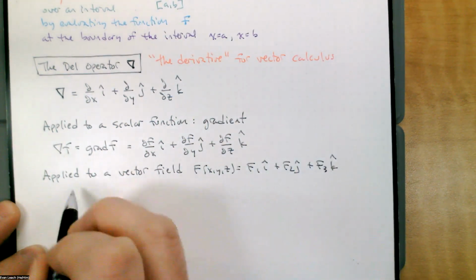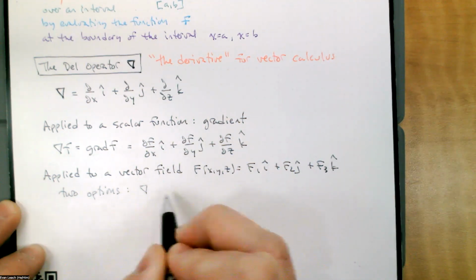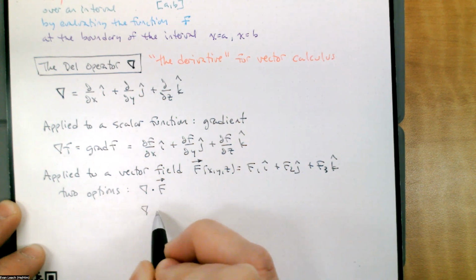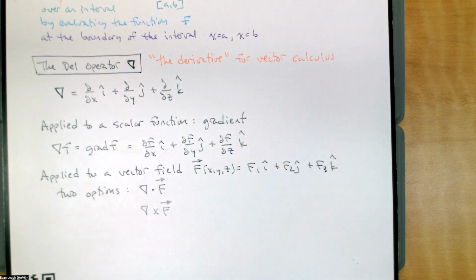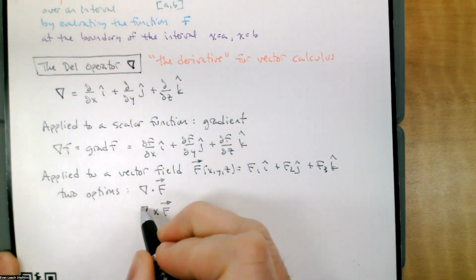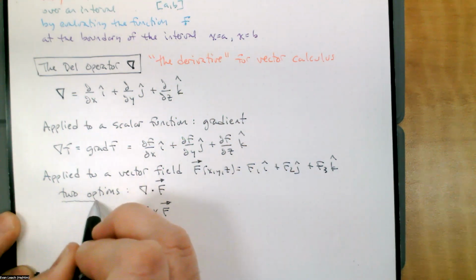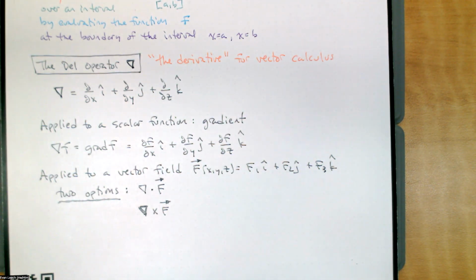So I can take the del operator dot the vector field, or I can take the del operator cross the vector field. We're just looking at structure. I haven't told you what these mean.